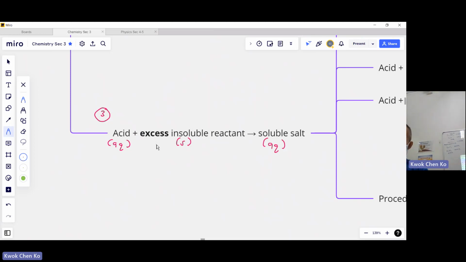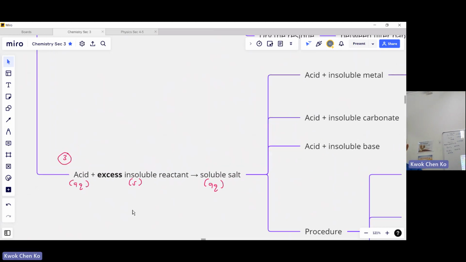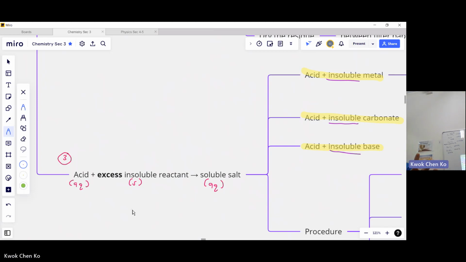But of course, if you think a bit further, I hope you notice these are referring to the three acid reactions. This one actually worked with the three acid reactions, which I've been emphasizing a lot. The only thing you have to take note is insoluble metal, insoluble carbonate, insoluble base. So this is the third method. And under this third method, it can be reaction 1, reaction 2, or reaction 3.